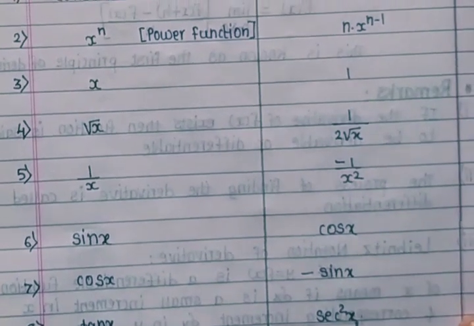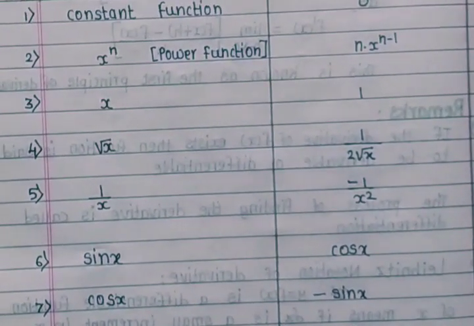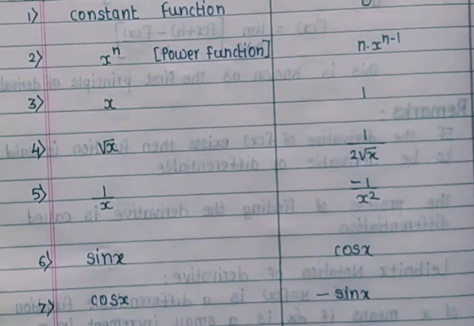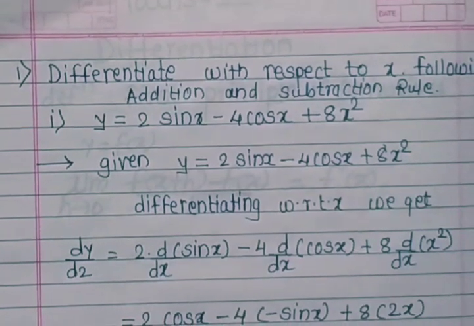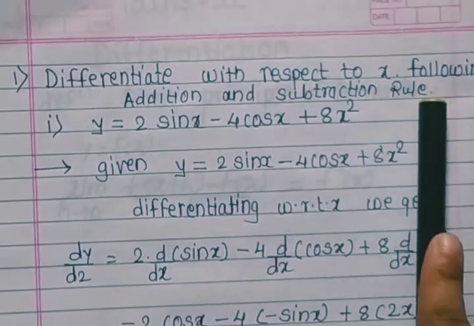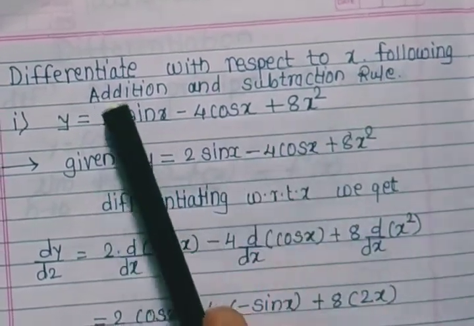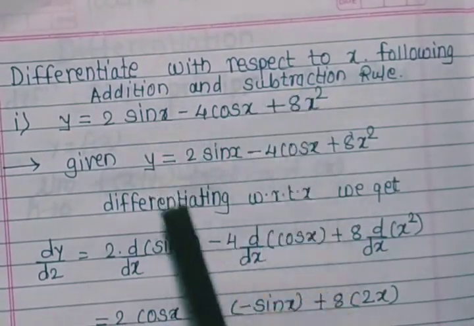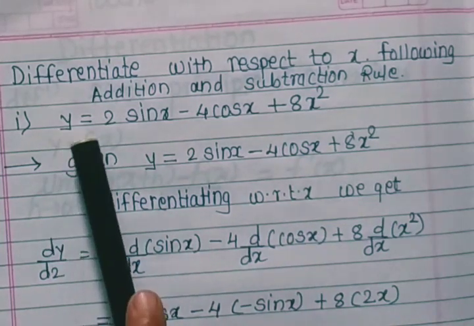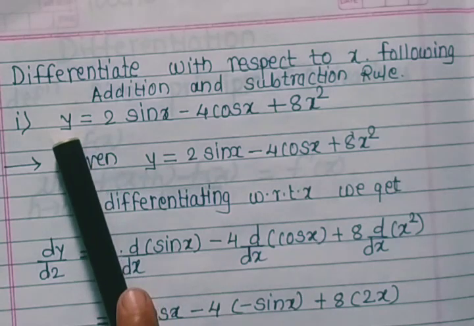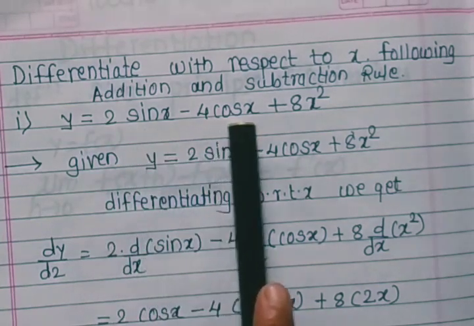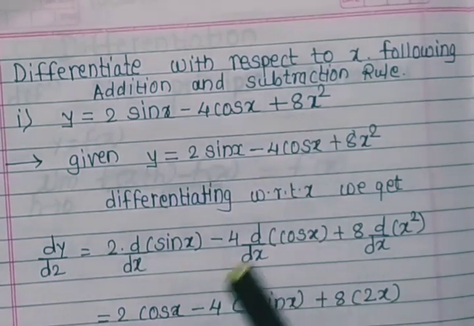By using rules of differentiation and these derivatives of standard functions, let us see some examples. First question is differentiate with respect to x the following. Addition and subtraction rule combinedly use करायचा आहे इथं. If y is expressed as here subtraction and here is addition, y is equal to 2 sin x minus 4 cos x plus 8x square.